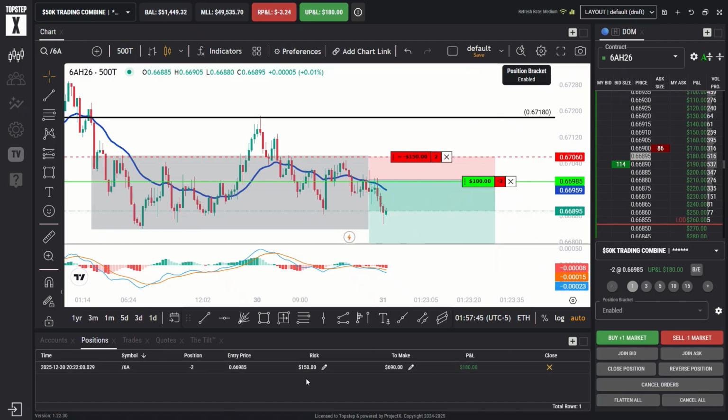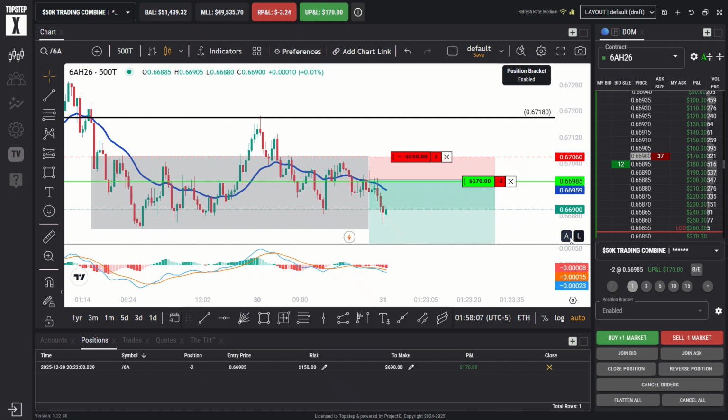So the details of the trade is down here at the bottom of this dashboard. I shorted two futures, averaging it out to spot 6698.5. My max risk exposure is $150. My total profit potential is $690, and right now the P&L is up $170.